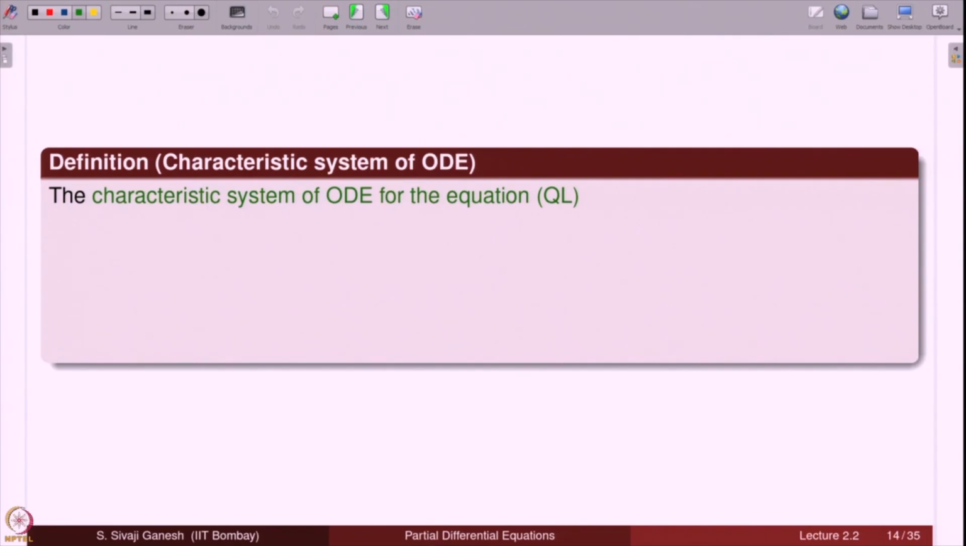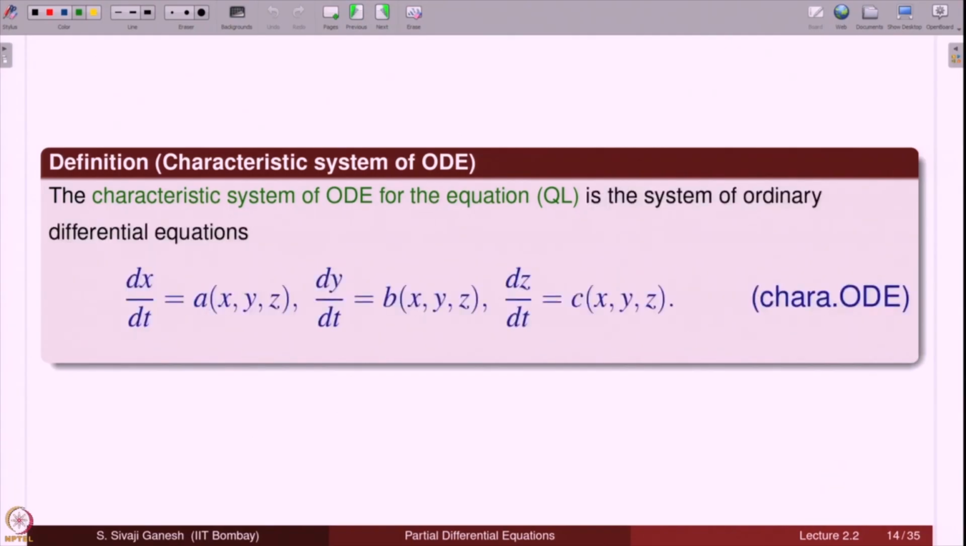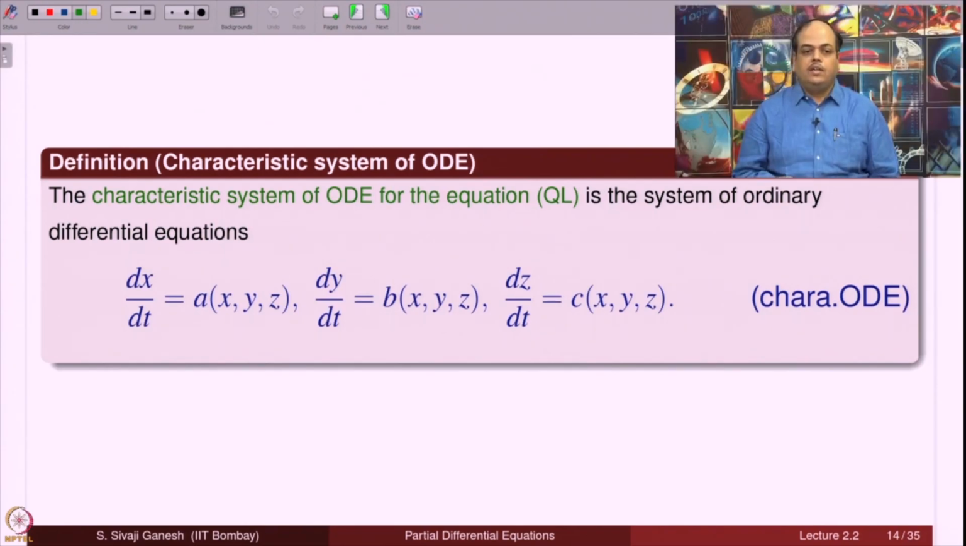Now, we have a characteristic system of ODEs. The characteristic system of ODEs for the equation QL is the system of ordinary differential equations dx by dt equal to A, dy by dt equal to B, dz by dt equal to C. So it is an autonomous system of ordinary differential equations with the right hand side A, B, C coming from the equation QL.